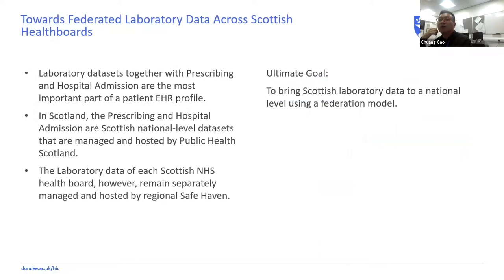As we talked in the previous slides, laboratory test is one of the data that is not available at the national level. So this is actually one of my ongoing research projects. In this project, the ultimate goal is bringing Scottish laboratory data to a national level using a federation model. So why do we start with laboratory tests?